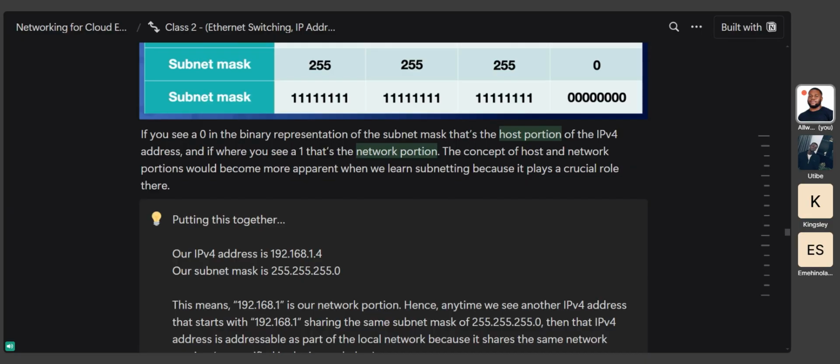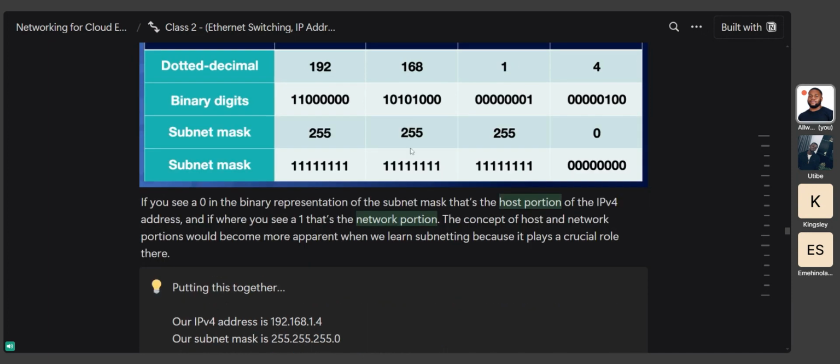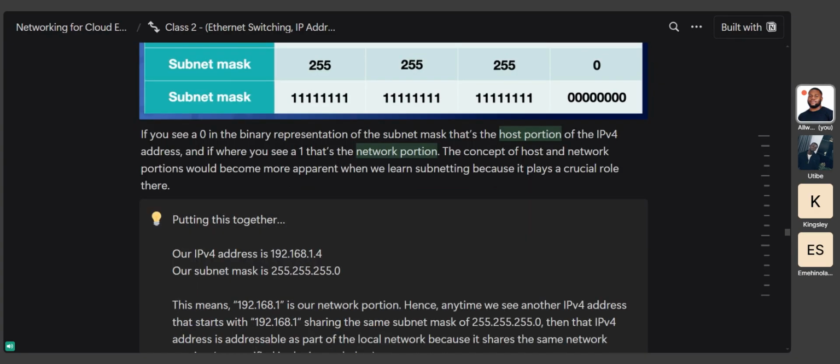So if you see a 0 in the binary representation of the subnet mask, that's the host portion of the IPv4 address. And where you see a 1, that's the network portion of the IPv4 address. Again, as signified here, the concept of a host and a network portion will become more apparent when we learn about subnetting, because it plays a crucial role in subnetting.